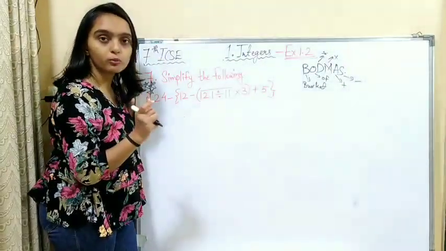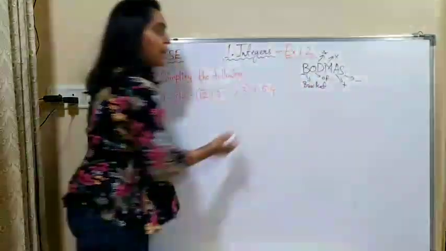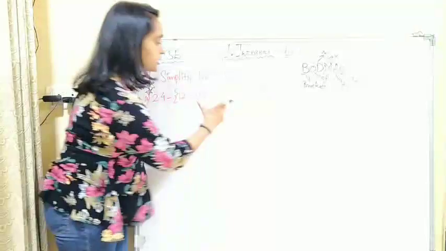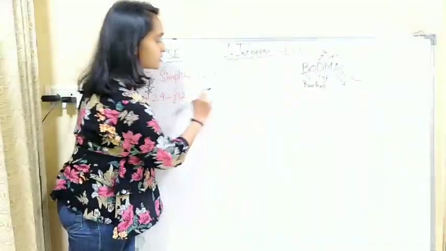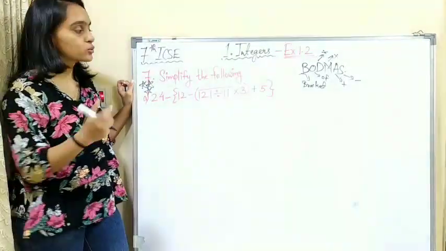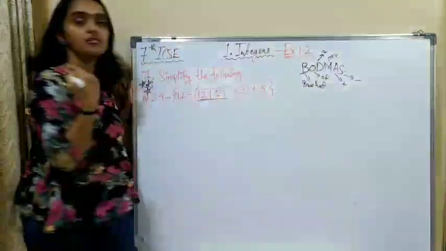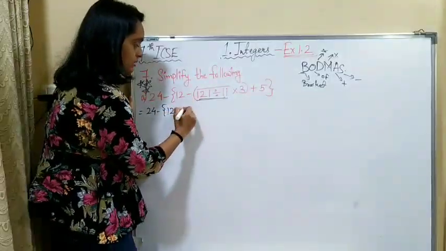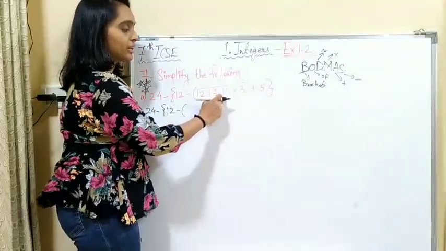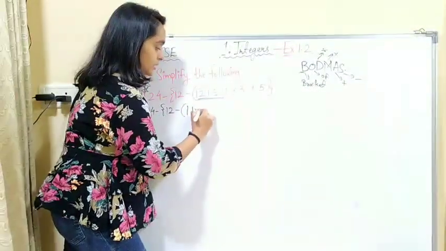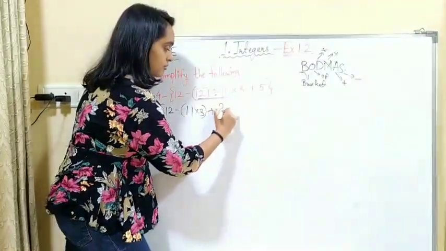According to the BODMAS rule, the first step is to solve the bracket, and while solving brackets we have to solve the innermost bracket first. So your innermost bracket is this, and in this you have this. This is called a vinculum, or you can say bar bracket. So we will solve this first, and write all the remaining terms as they are. So you will get 24 minus 12 minus, in the bracket, 21 divided by 11. So 11 7s are 77. So you will get the answer as 11 multiplied by 3 plus 5.